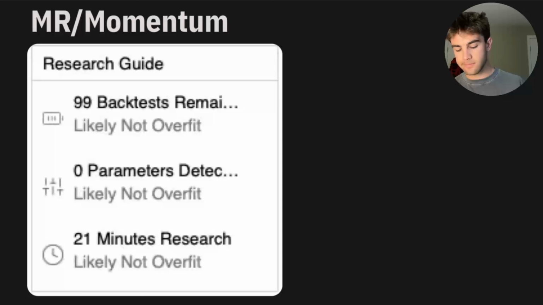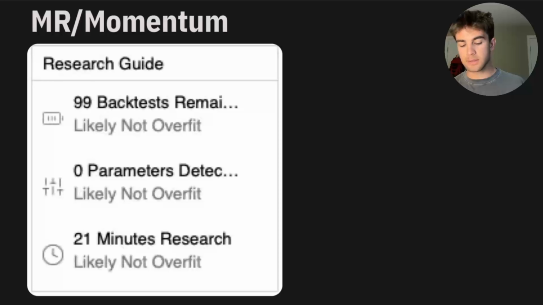And then just as context, 99 backtests remaining, it starts at 100. So this was the first backtest. 0 parameters detected. There was no grid search, no exhaustive search, no genetic search. None of the parameters were optimized. And so this was just out of the box. The original strategy created, tested once, and then it was profitable over that relatively long period, over 5 years.